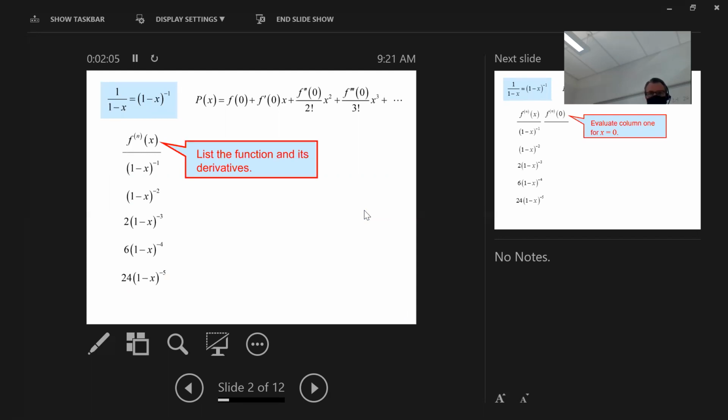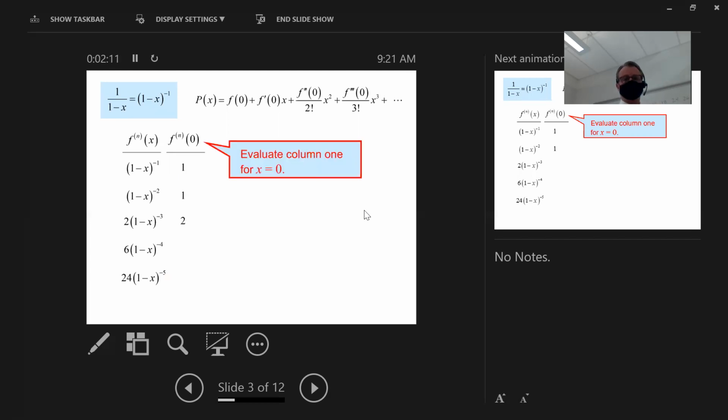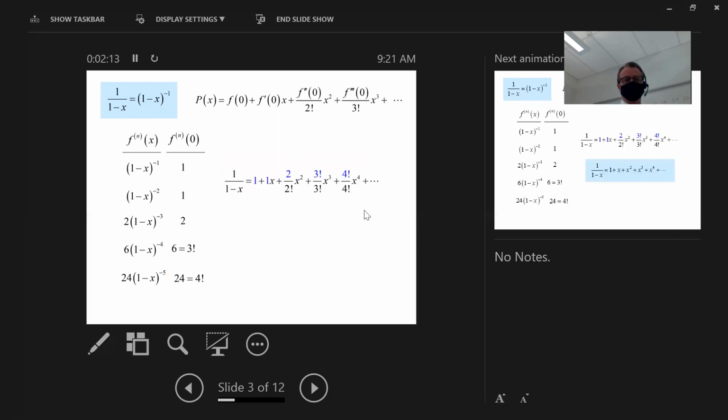Yes. Then what? You put zeros in there. And those blue numbers are the coefficients of the x terms. So you got a 1 and a 1, the blue ones. 2 is over 2 factorial. See, 1 is over 0 factorial. That 1 is over 1 factorial. 2, 3 factorial over itself, 4 factorial over itself.